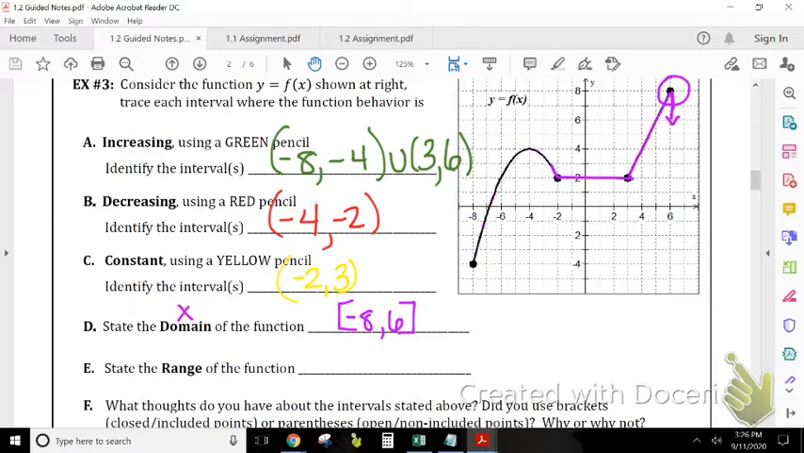Now for the range. The range, remember, is your y values. So we'll always start with the smallest, so your smallest y values are at the bottom. So look at the bottom of your graph, right here where y is -4. Go to the top of your graph. It's up here where y is 8. So I'm thinking it's going to be -4 and then 8, but I got to make sure there's no holes and no jumps in my graph.